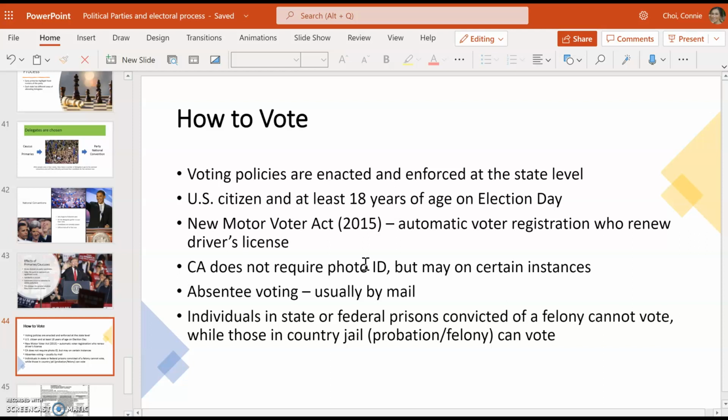In California, under the new Motor Voter Act, in order to make registration easy for Californians, once you renew your driver's license, you automatically register to vote. California does not require a photo ID, but they may in certain instances.